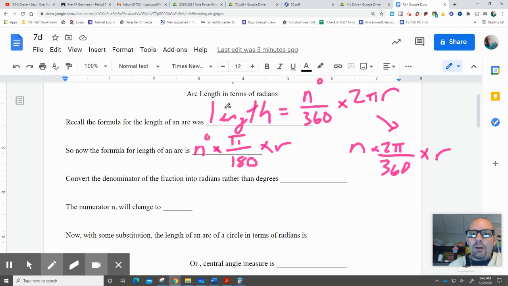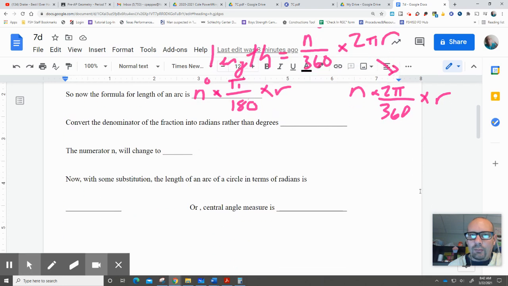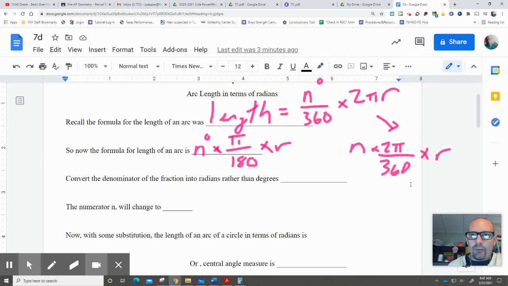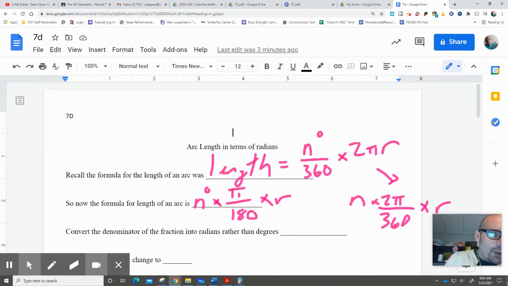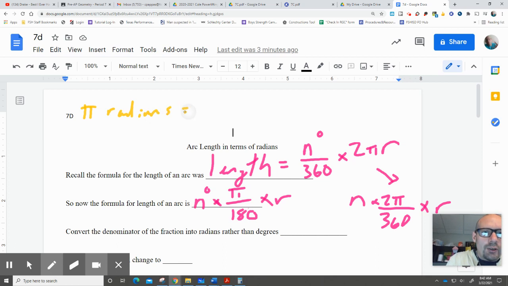All right, now I want to come off to the side real quick, and if you want to write this on your notes, you can. If not, I'm just going to go off to the side here. We know that pi radians is equal to 180 degrees. So pi radians is equal to 180 degrees.